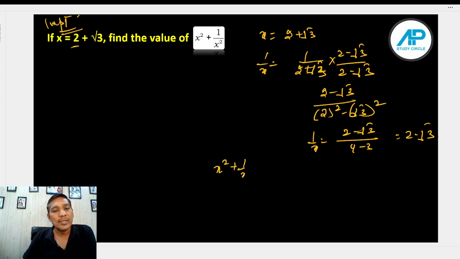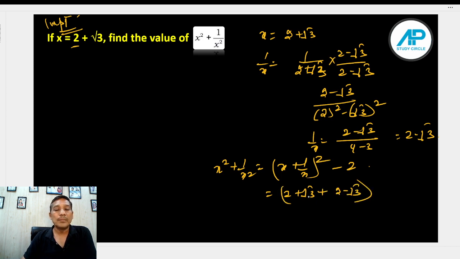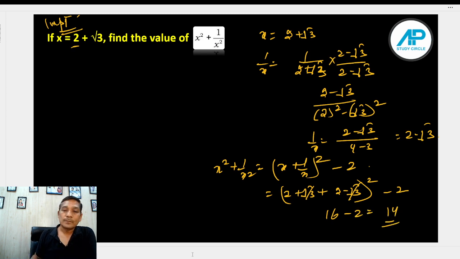x squared plus 1 upon x squared should be equals to x plus 1 upon x whole square minus 2. You put the value of x here, 2 plus root 3 plus 2 minus root 3 square minus 2. Root 3 is cancelled. 4 square is 16 minus 2. You got the answer 14. So the value of x square plus 1 upon x square is 14. The very good question and very important also.